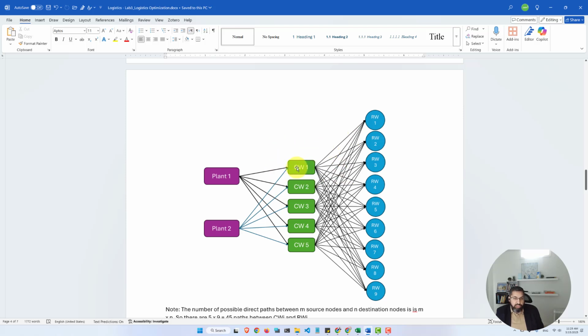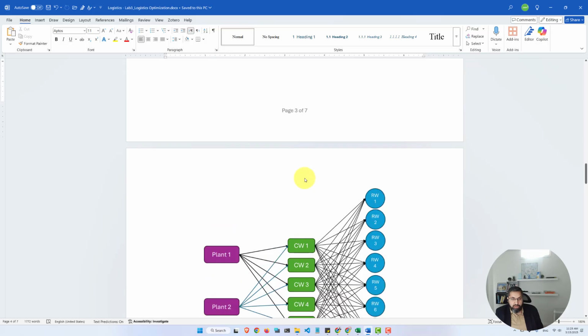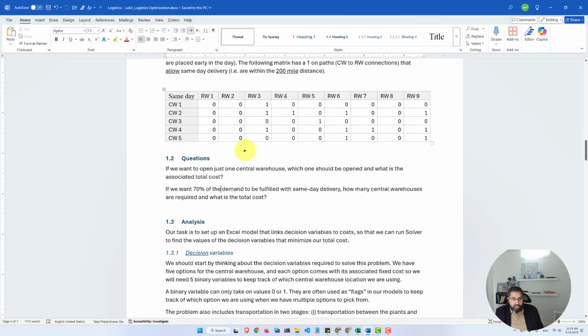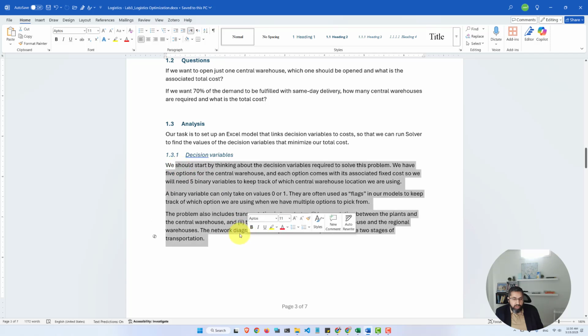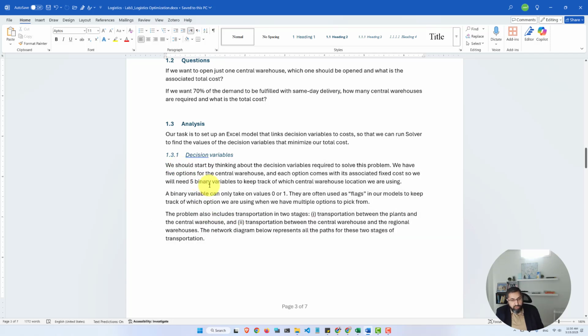Then because we have fixed cost for the central warehouses, we also have to keep track of whether a central warehouse is going to be used or not. Because if you're not using a central warehouse, we don't want to count its fixed cost. And we also don't want to use any paths from that central warehouse in or out because that warehouse is not open. So we'll have a flag variable or a binary variable for each of the 5 central warehouses. So 5 binary variables. It will be 0 if we don't use the warehouse, or 1 if we do use the warehouse. So those will be the variables we need in our model to keep track of all the costs and where stuff is going from, and which warehouse is open.